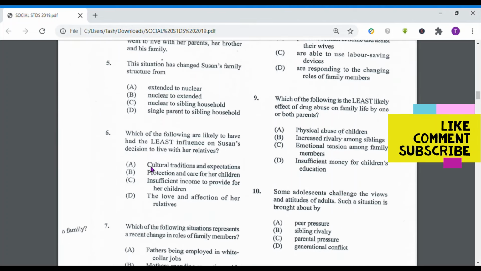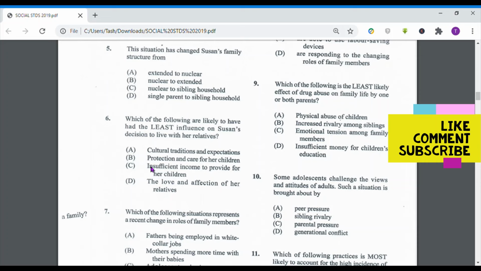Number 6, which of the following are likely to have the least influence on Susan's decision to live with her relatives? Cultural traditions and expectations, protection and care for her children. We know that she certainly needs that at this point. Insufficient income to provide for her children, the love and affection of her relatives. So the question says, which of the following are likely to have the least influence? It would have been insufficient income to provide for her family.